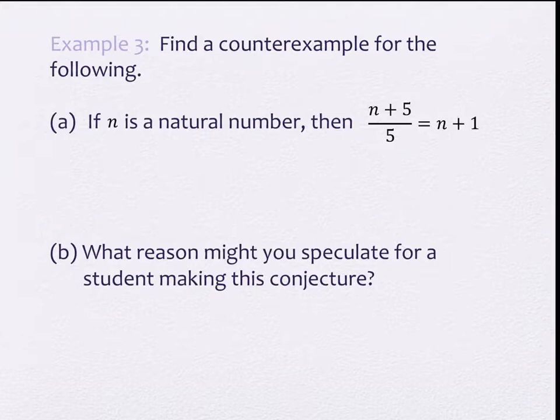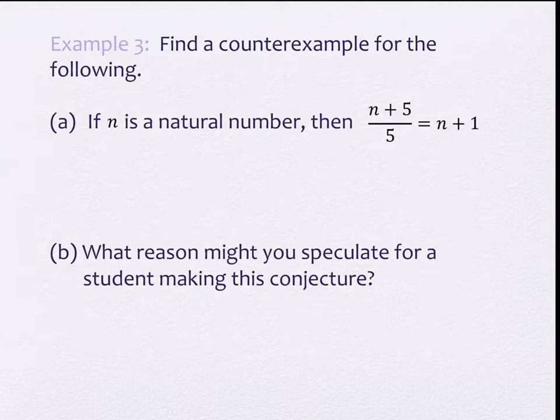Example 3 talks about one of our definitions from the first part of this lesson, or maybe last lesson, I can't remember. I think it was this lesson, though. The word counterexample. It says to find a counterexample for the following. If n is a natural number, then (n + 5) divided by 5 is equal to n + 1. So if you remember, a counterexample means an example that shows something is not true. So in particular, what you're looking for is a number that you can choose for n, where these two sides of this equation are not going to give you the same value.